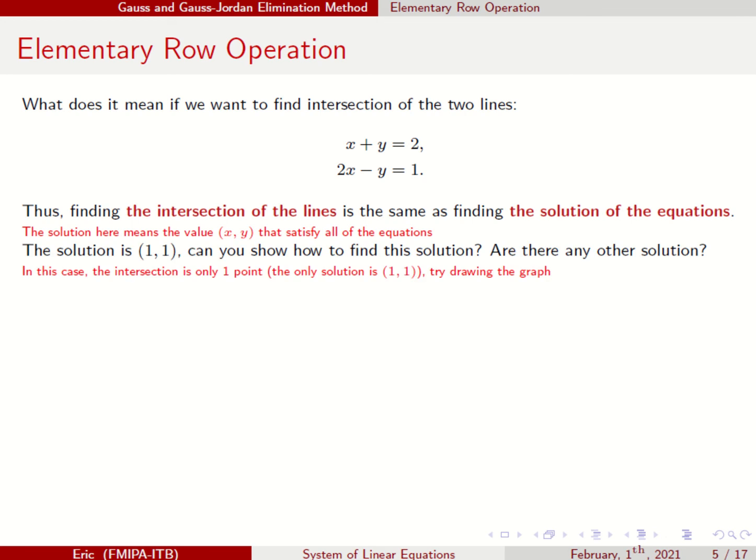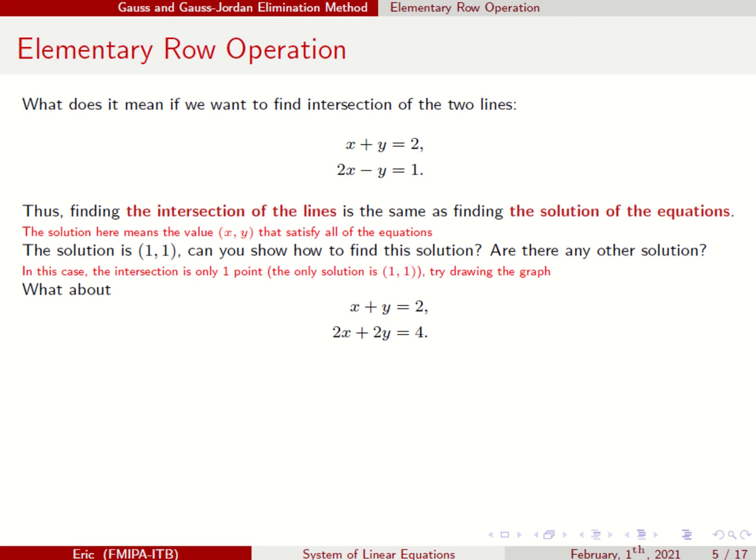The solution (1, 1) is the solution of this. Why? Because if you substitute this into the first equation, it applies. You substitute this into the second equation, it also satisfies. So it satisfies both equations. So this is called the solution of these two equations. Are there any other solutions? In this case, the intersection is only one point, that is (1, 1). Try drawing the graph.